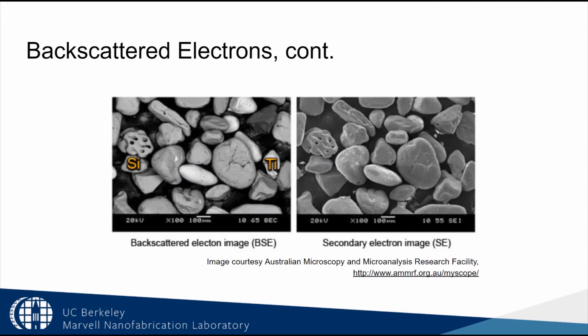This is an example of that from the Australian Microscopy and Microanalysis Research Facility. The left image is a backscattered image of sand grains, while the right image is a secondary electron image. There is a subtle difference in the intensity of different grains in the left image, while the right image is more uniform. The researchers were able to use the known composition of the sand to distinguish between grains made up primarily of silicon and grains made up primarily of titanium.